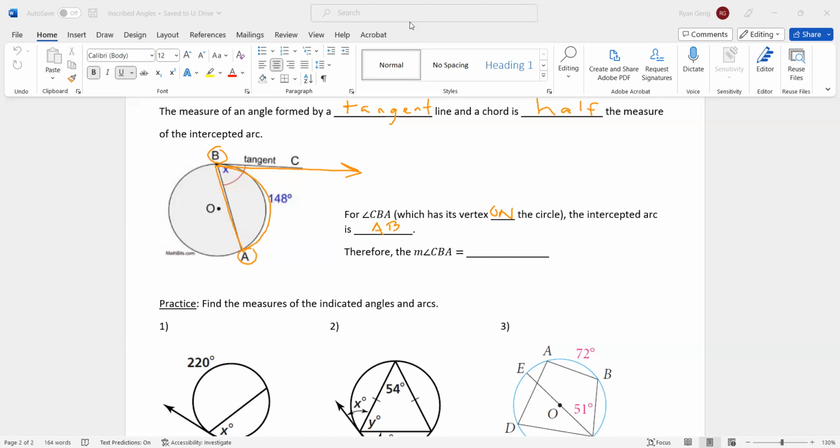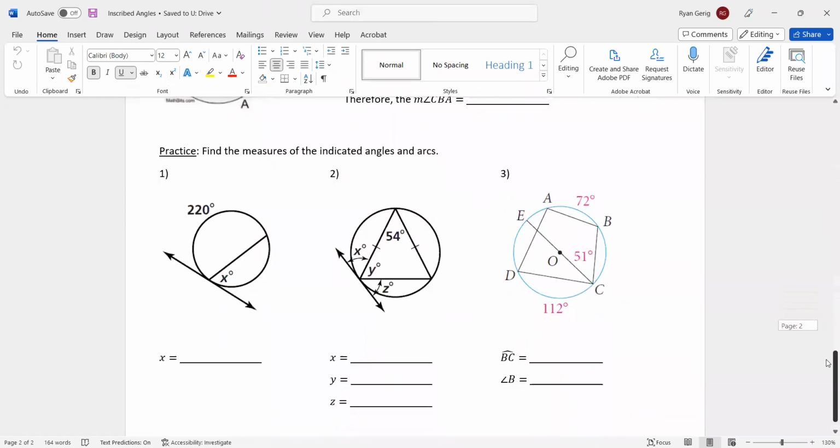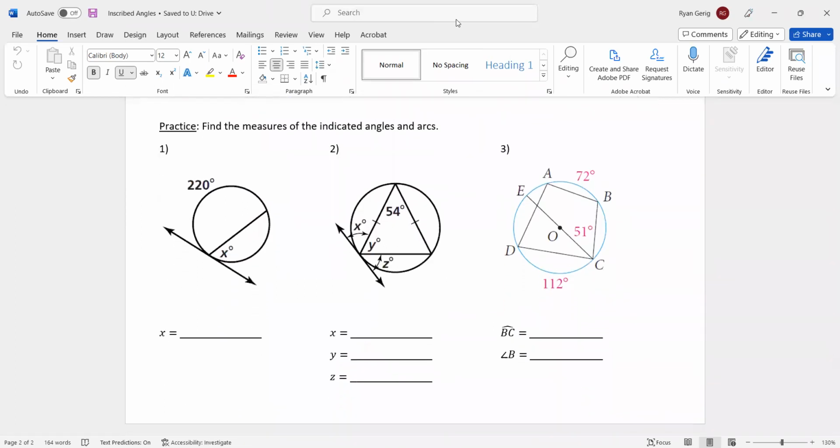Since it's an inscribed angle, it's half of the intercepted arc. Well, the intercepted arc is 148. Half of that would be 74. Okay. Do some practice with that idea down below. At least a couple of them. So first one.